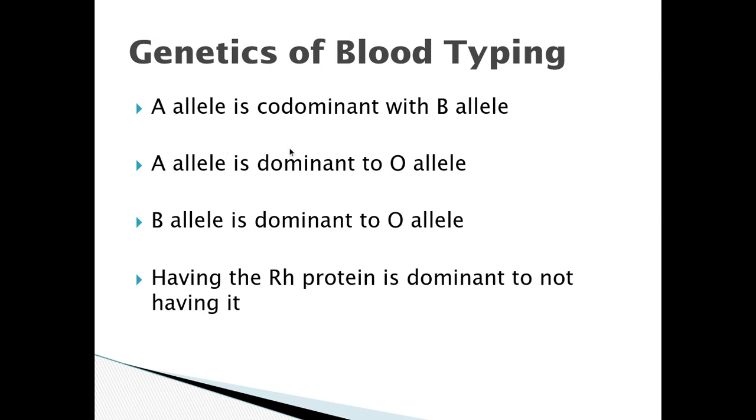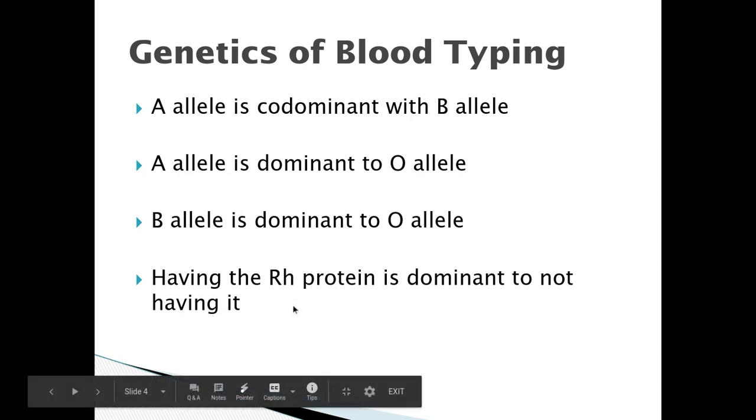The A allele is dominant to O. The B allele is dominant to O. So A and B are dominant to O, which makes O a recessive trait. You need 2 recessive alleles to show the recessive trait. You only need 1 copy of the dominant allele to show the dominant trait. And then having the Rh protein is dominant to not having it, but we are not going to solve genetics problems with the Rh factor.